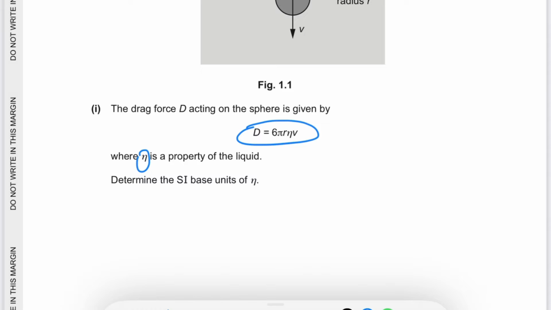So the SI base units that we are familiar with are kg, meter, seconds, and ampere for the quantities of mass, length, time, and current. And we can find the SI base units of n by first deriving the formula for n by making it the subject of formula. So that would be the drag force divided by 6 pi radius velocity. 6 pi being constant values do not have any units.